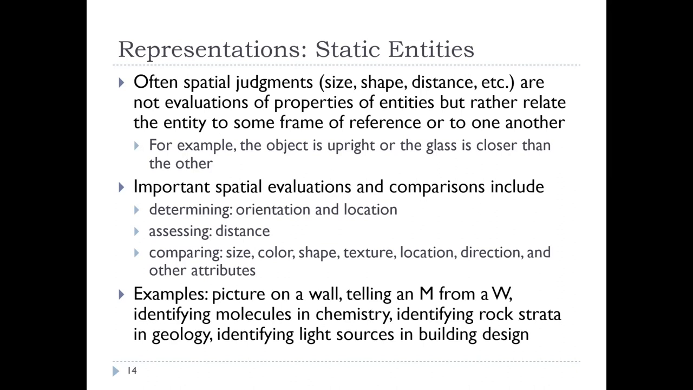So we do things like determining orientation. Is it upright? We determine the location. Is it closer? We assess distance. I think it's within a hand reach distance, or I think it's 6 feet away. Okay. And then we do some comparing with that. What's the size? What's the shape? What's the color? What's the texture? What's the direction? What other attributes do we need to have? Okay. And this is all quite simple.